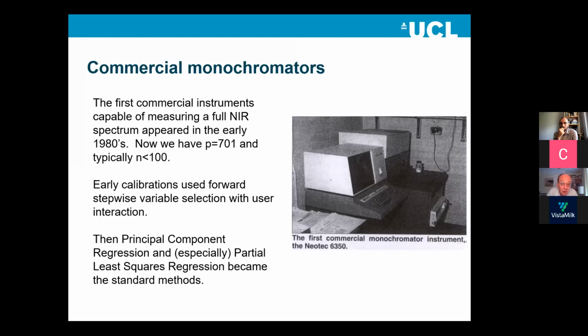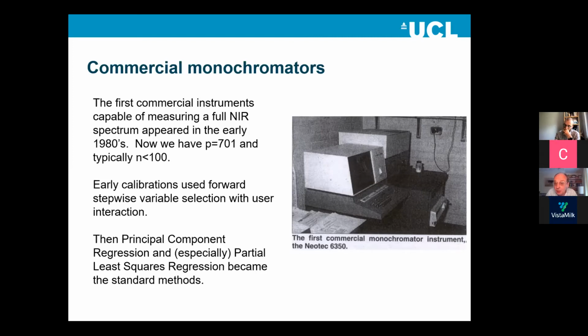In some ways, variable selection almost got discarded as a method early on because it was computationally so hard to do anything very sophisticated. And it came back later when computers got better. But it was sort of at that point in the 80s, when people had to analyze data of the type that came from these scanning instruments, that PLS took over. And it's been in charge ever since.